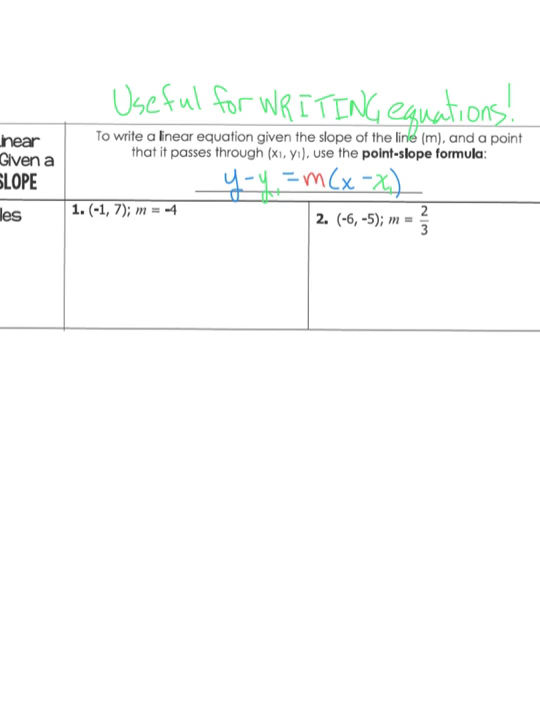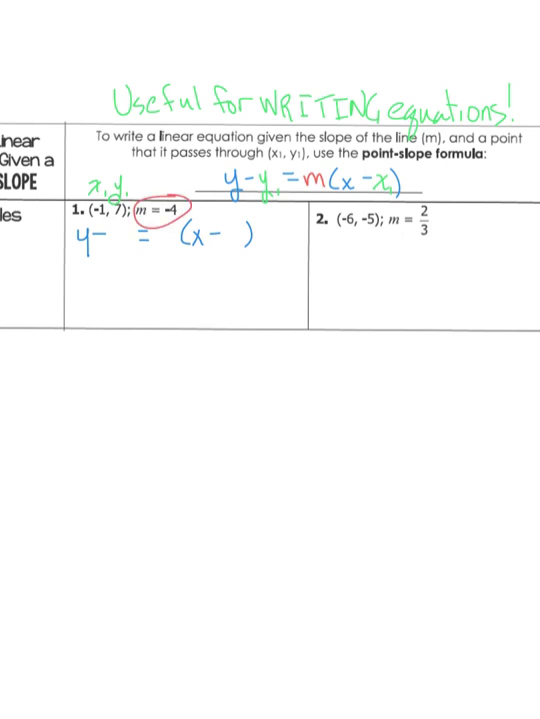In other words, write what I call your template. So you've got y minus, and then a space, and then equals, a space, and then x minus, and then another space. And so this right here is your x sub 1, and this is your y sub 1, and of course you have your slope right here.